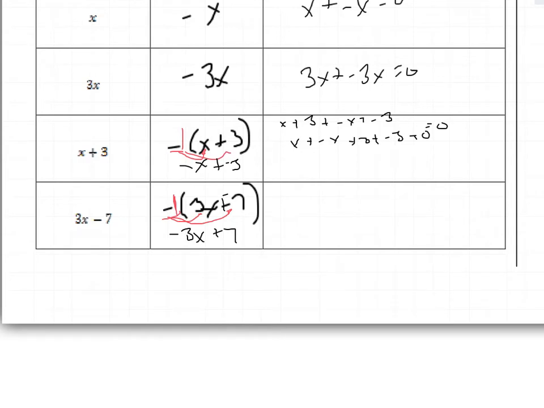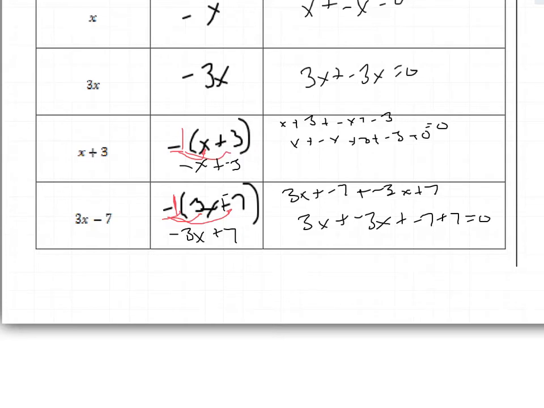So when we come over here and write our proof, we start with 3x plus -7, and our opposite would be -3x plus positive 7. And rearranging that, that just shows us more clearly -3x plus -3x, that's 0, plus -7 plus positive 7. That's going to be equal to 0.